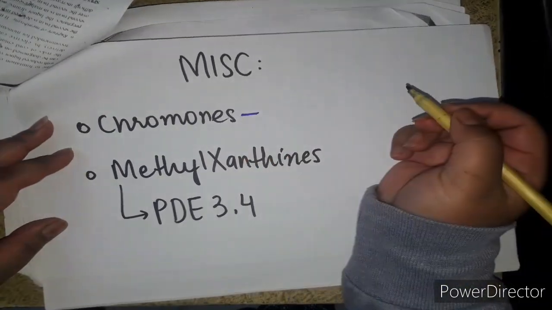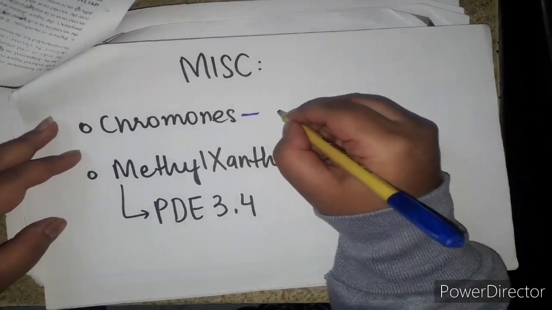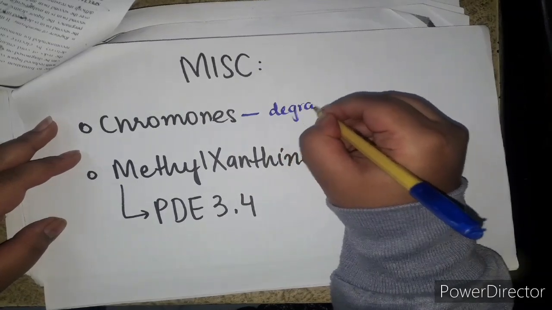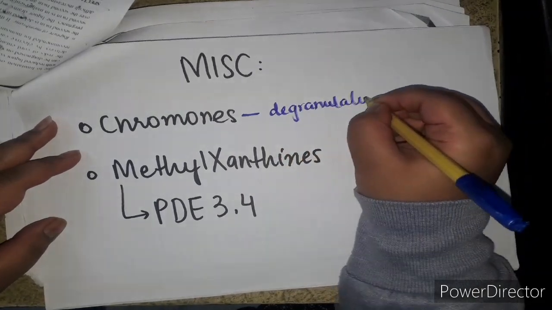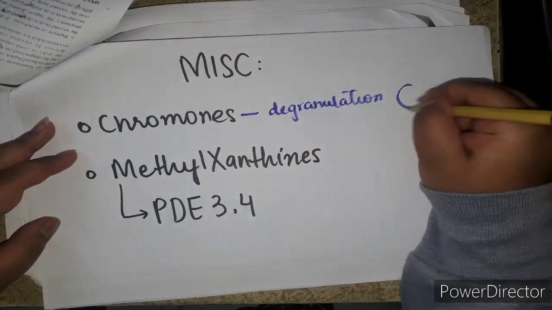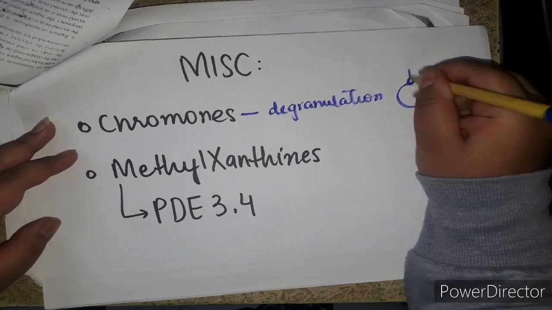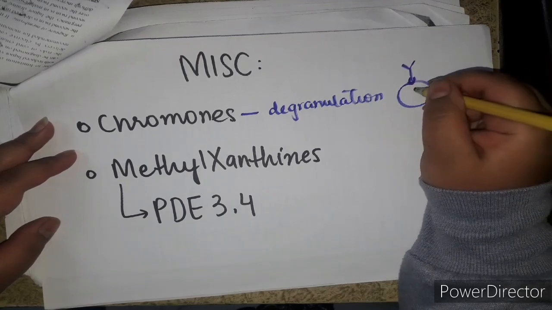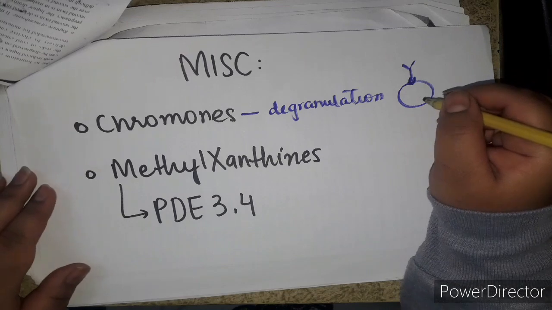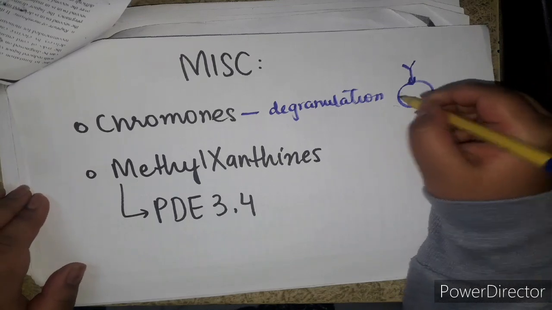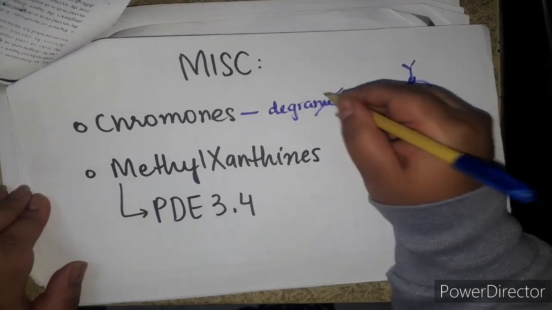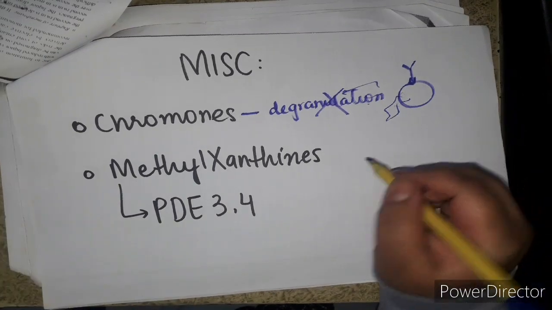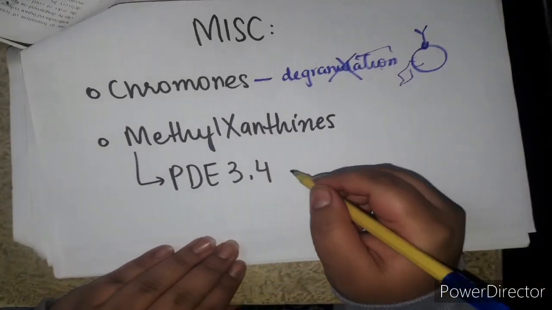These are chromones, and they prevent mast cell degranulation. As we know, when IgE antibody binds to its particular receptor, the FcεRI receptor, it causes the degranulation of mast cells. So these are the compounds that stop the degranulation. And then we have the methylxanthines.